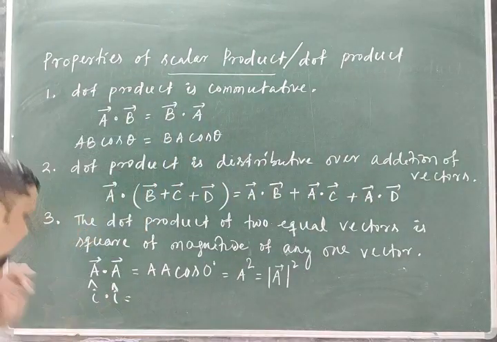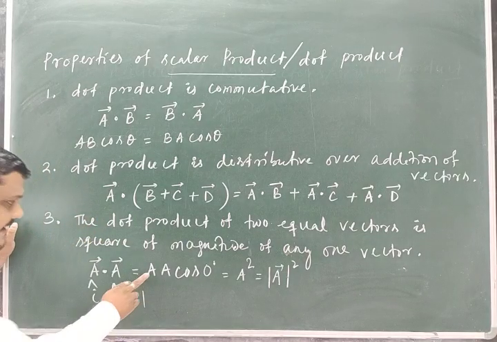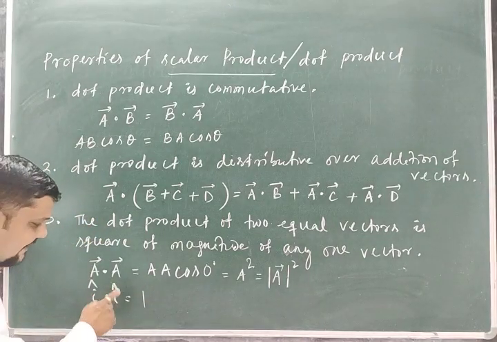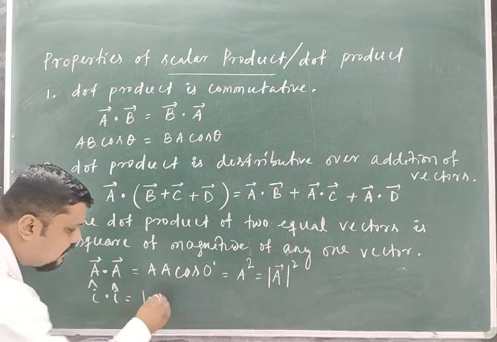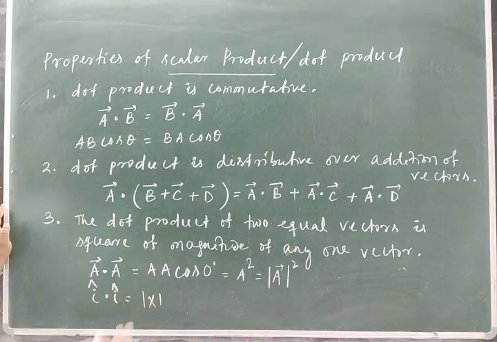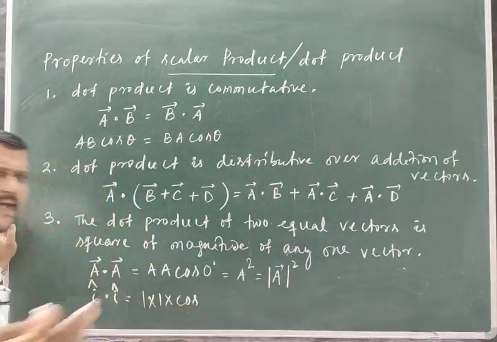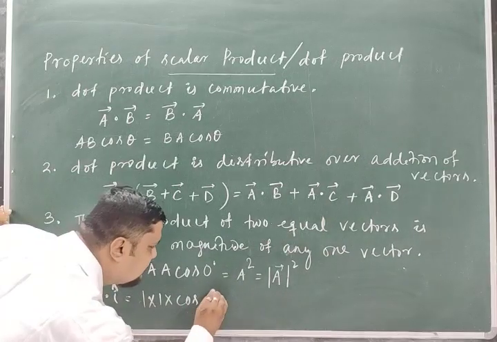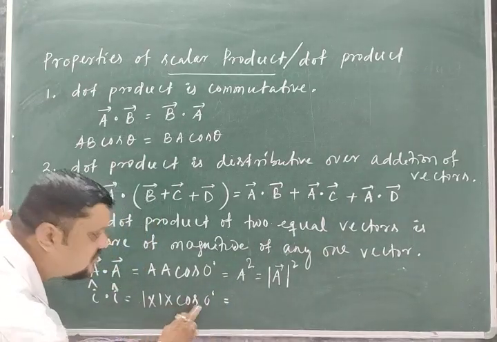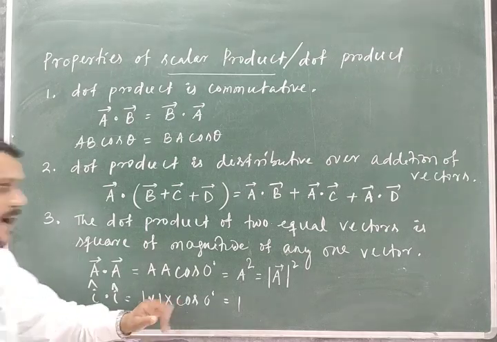Then we are making the dot product. What is the magnitude of i cap? 1. What is the magnitude of the other i cap? 1. So 1 into 1. Then cosine of the angle between i and i? Both are along the x-axis. So 1 into 1 into cos 0, which is 1. So i cap dot i cap is 1.